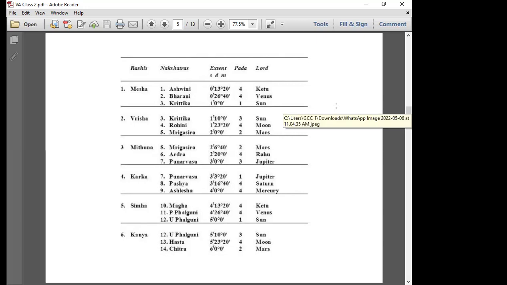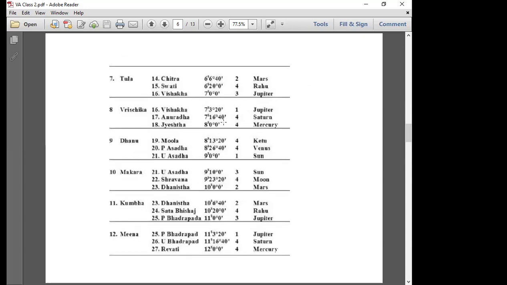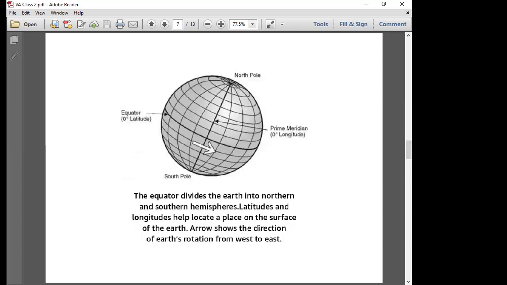So it's 13 degrees. So what you're saying is up until 13 degrees 20, Bharani is 26:40. Okay, so the order was confusing. Yeah, the order was confusing. The order is confusing actually, yeah. Okay, got it. Thank you.